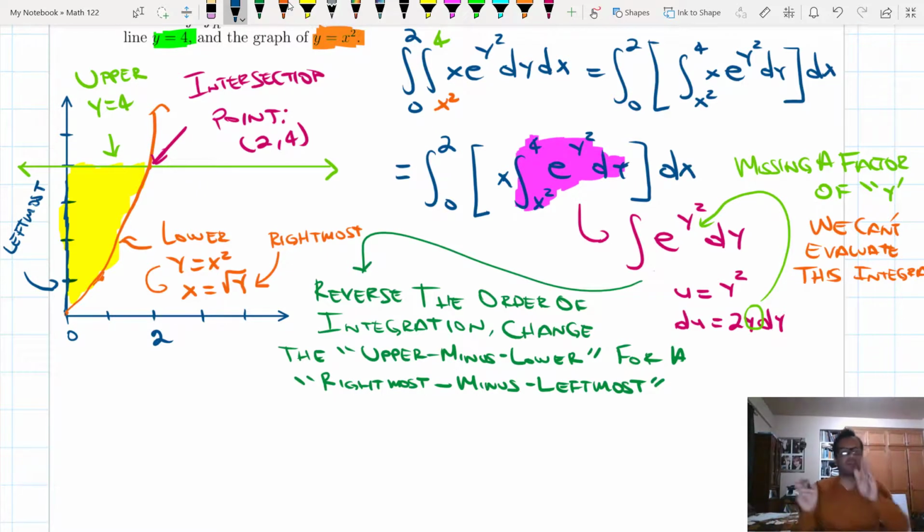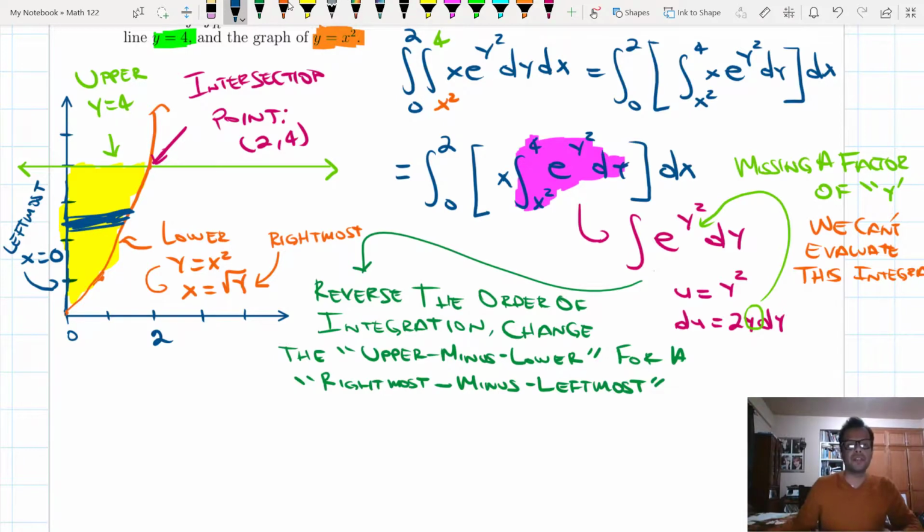Leftmost, right? Rightmost minus leftmost, but that leftmost will be x equals 0. So we are going to take a different approach. On the other problems we did upper minus lower. In this case, we're going to take a different approach. We are going to twist this into the rightmost minus leftmost. All right, let's set up the integral that solves this problem.